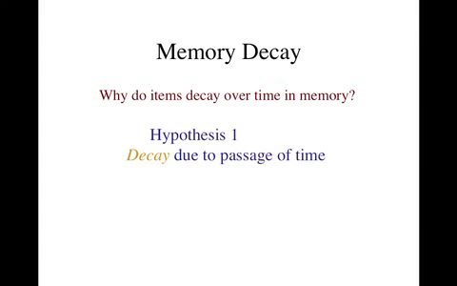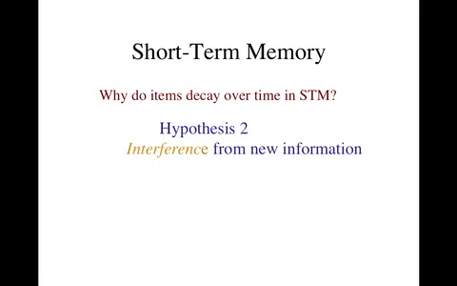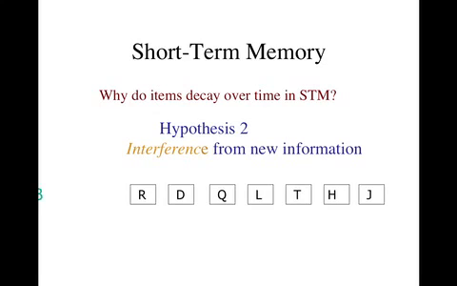So what is this decay? Why do things decay in memory? And you could ask this about any memory system. It could be sensory memory, short-term memory, or long-term memory. There are 2 possible reasons why things could decay. It could be just due to passage of time. As we said, memory ultimately depends on states of the nervous system, and the nervous system is very dynamic, and it's changing over time. And maybe information just gets lost for that reason. The second hypothesis is interference from new information. If you have information in short-term memory, new information comes in, it can knock out older information.